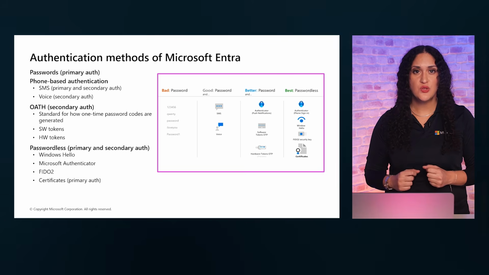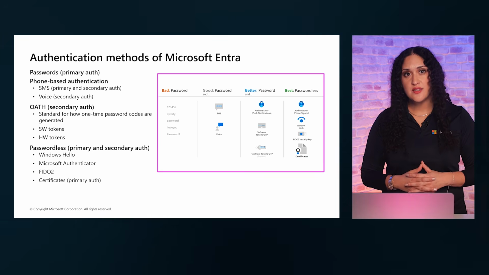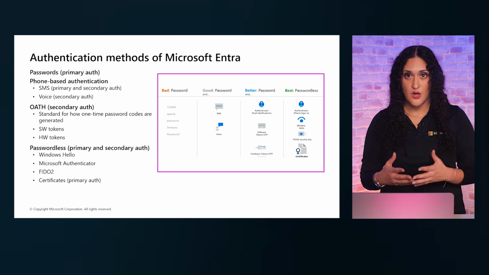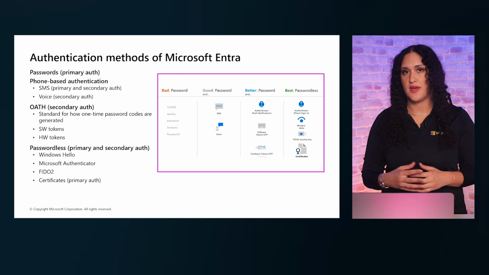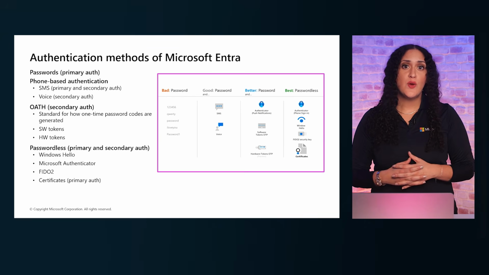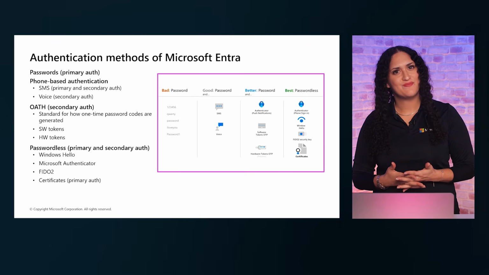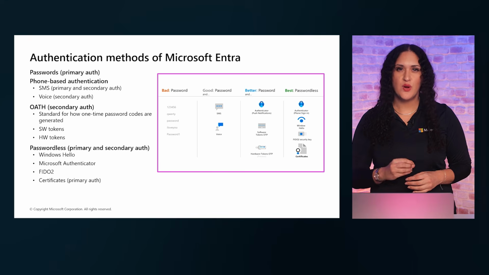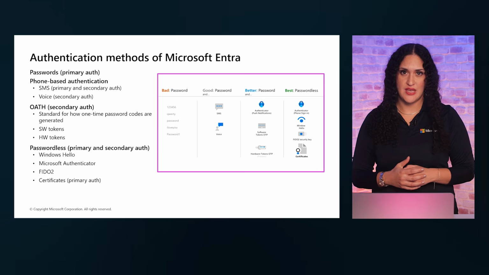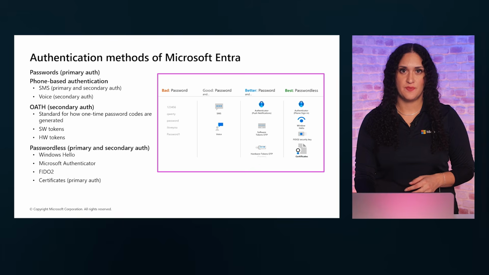Traditional passwords are still supported, but they are widely recognized as weak on their own because they are easy to guess, steal, or forget. To strengthen sign-ins, Microsoft Entra ID adds options like phone-based authentication using SMS or voice calls, as well as one-time passcodes generated by OATH software or hardware tokens. These methods can be used as primary or secondary authentication, most commonly as part of multifactor authentication to add an extra layer of protection beyond just a password.